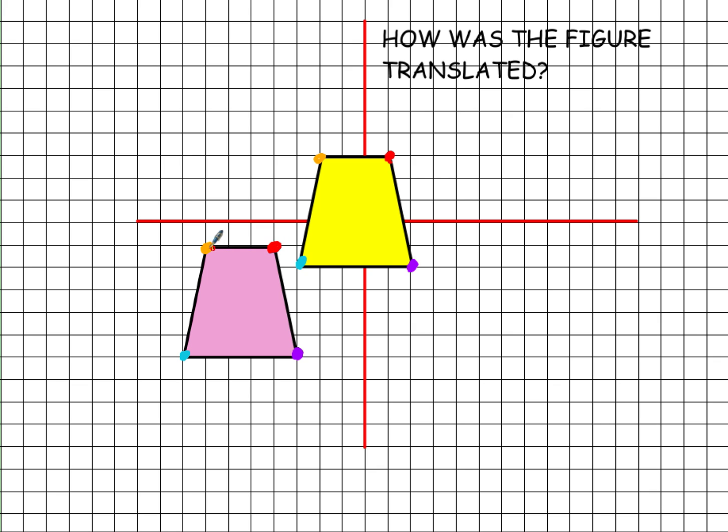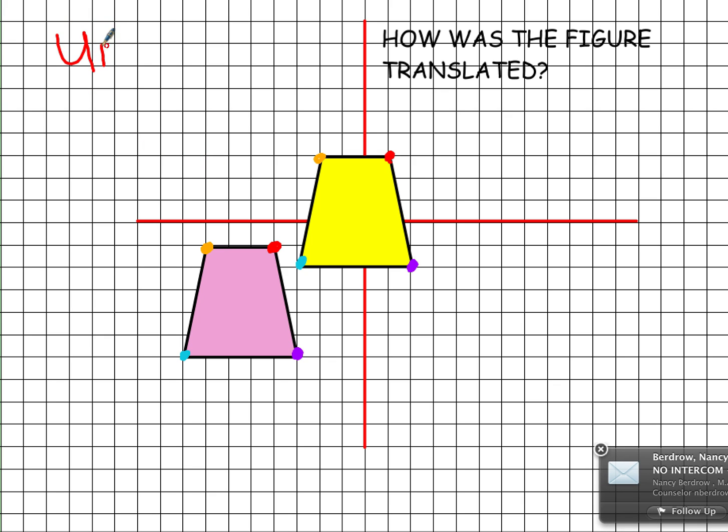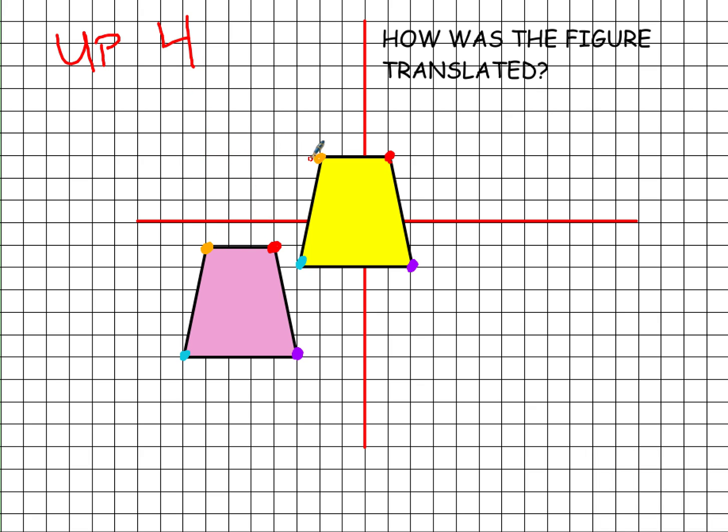If I wanted to count, it doesn't matter which point I'm matching up. I'm just trying to match up the same point. So let's say I'm doing it with my orange point right here. I have to go up 1, 2, 3, 4. So that's up 4. And then after I go up four, I'd go right 1, 2, 3, 4, 5. Right 5. And I'm done. That was the translation. Up four, right five.